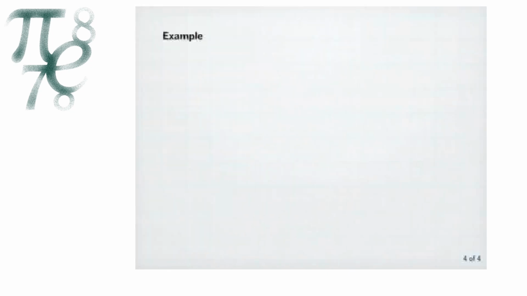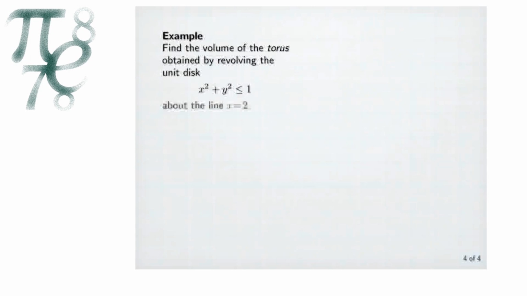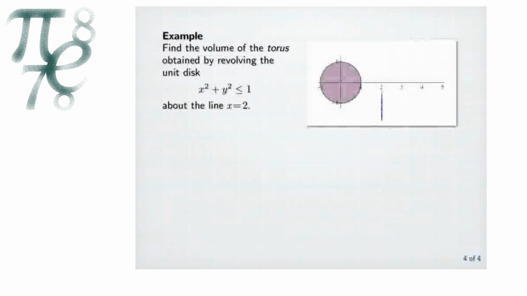One more example. Find the volume of the torus obtained by revolving the unit disk x squared plus y squared equal to 1 about the line x equals 2. Here's a picture of the region along with the axis of rotation, the line x equals 2. Now let's rotate the region to see the torus.